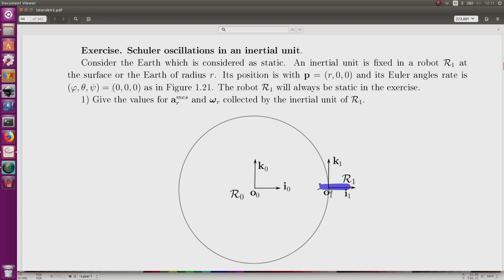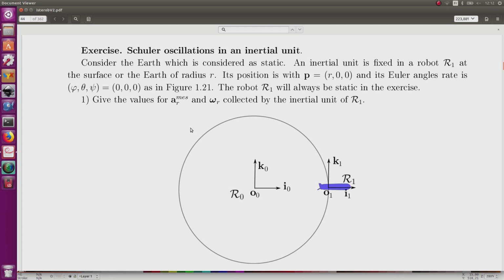blue robot, fixed like this. So we'll call it R1, and R1 will always be fixed inside this exercise. The radius of the Earth is R, and we put the inertial unit at this position. So the Euler angles are all equal to 0, as in the figure.